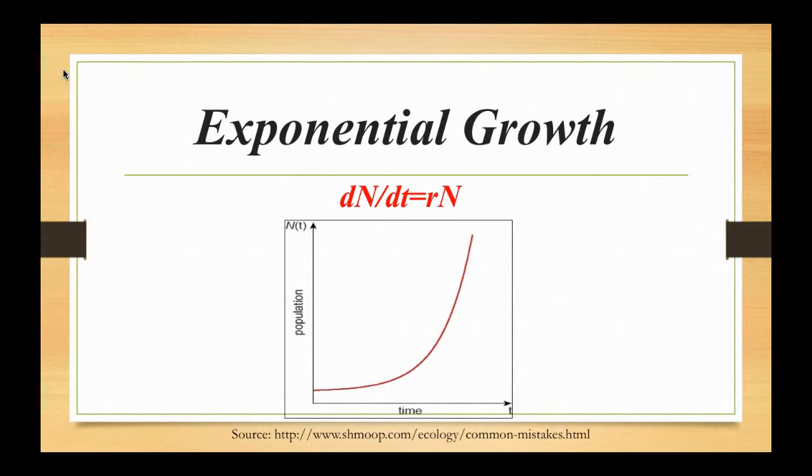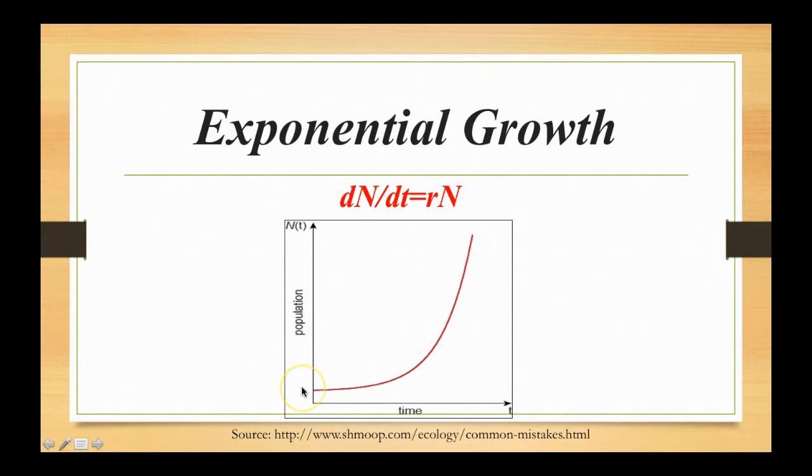Different patterns of growth that I'll talk about now. First one being exponential growth. So the equation is dN over dt is equal to rN, r representing the instantaneous rate of increase, which is birth minus death, and N representing the population size.